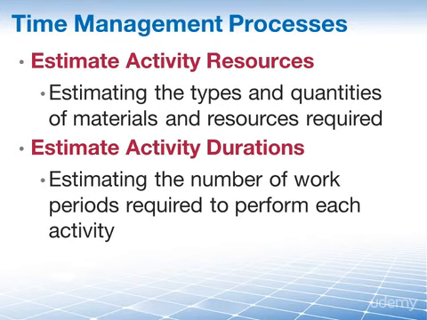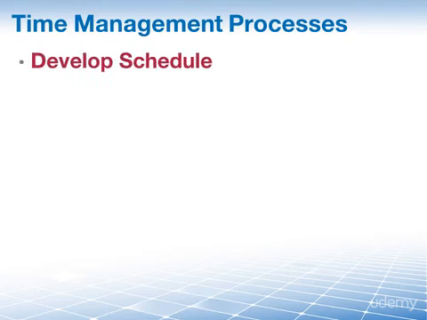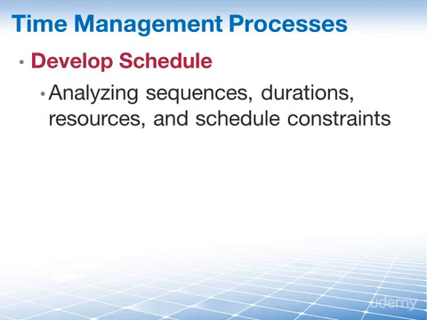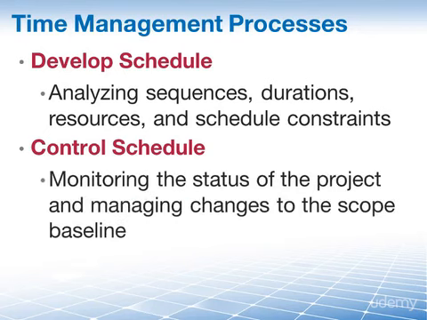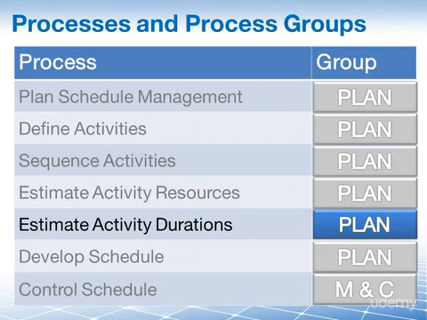Now that we have all of that, we can finally develop our schedule, the process of analyzing activity sequences, durations, resource requirements, and schedule constraints to create the project schedule model. And of course, time is important. We have to keep a lid on it. We have to keep it under control. We need the process of control schedule. That's the process of monitoring the status of project activities to update project progress and manage changes to the schedule baseline to achieve the plan. And here are these 7 processes again, but this time with the focus of into which process group they fall.